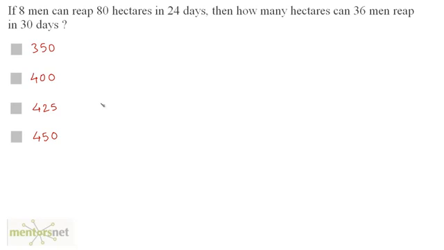If 8 men can reap 80 hectares in 24 days, then how many hectares can 36 men reap in 30 days? Well, we can take the number of men and hectares per day as our two quantities. So you have 8 men who can reap 80 hectares in 24 days. So 8 men and hectares per day will be 80 by 24. Now, how many hectares can 36 men reap? So we have 36 men, and let the hectares be x. Per day will be x by 30. 30 days is given to us.